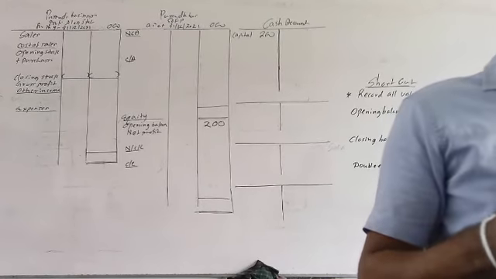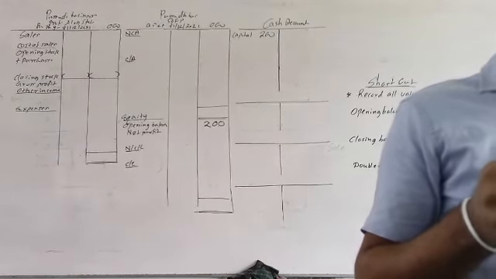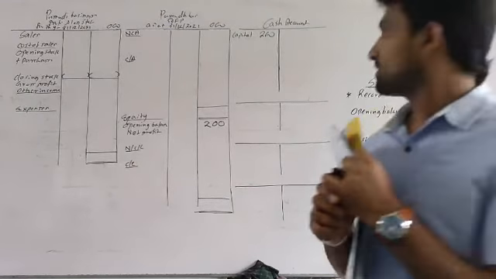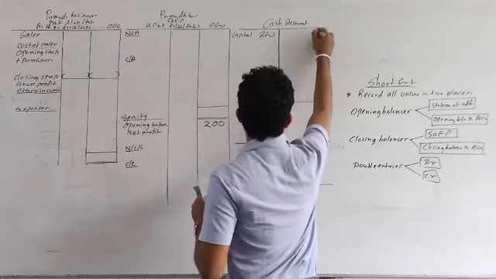On the same day, she purchased furniture amounting to 30,000. Cash account credit 30,000 and debit that to furniture.